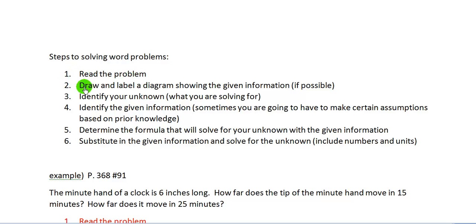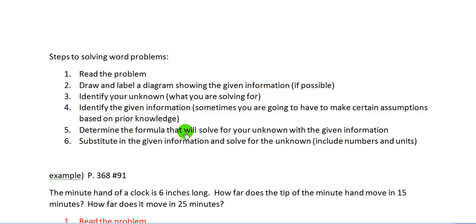1, read the problem. 2, draw and label a diagram showing the given information if at all possible. 3, identify your unknown, in other words, what you're solving for. 4, identify the given information, and sometimes you're going to have to make certain assumptions based on prior knowledge about your given information, and you'll see some of that in the example that I did.